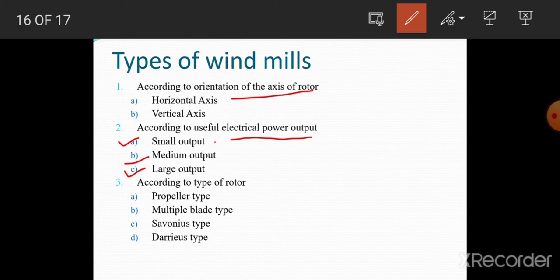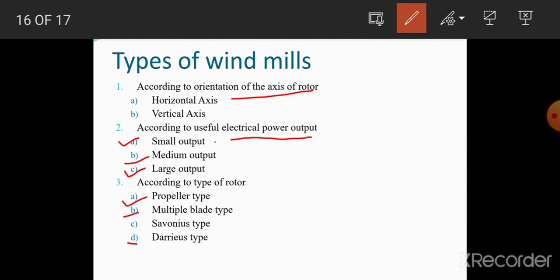Then the third is according to the type of rotor. First is the propeller type, so it is a horizontal axis high speed rotor. Then B is the multi-blade type, so that is a horizontal axis low speed rotor. Then the third is the vertical axis rotor, low speed, and radius high speed vertical axis rotor.